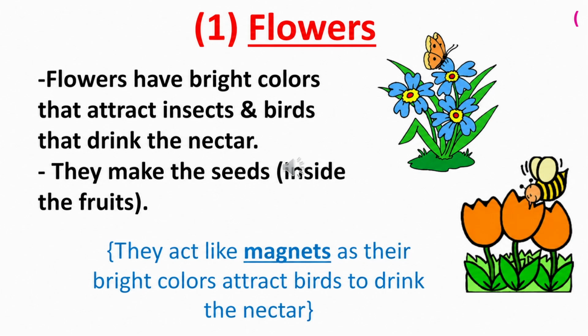Flowers. Flowers have bright colors that attract insects and birds that drink the nectar. Nectar is a kind of honey that is sweet, a type of liquid that is quite sweet for insects to take as their food. Flowers make seeds inside the fruits. They are like magnets as they have bright colors that attract the birds to drink the nectar.